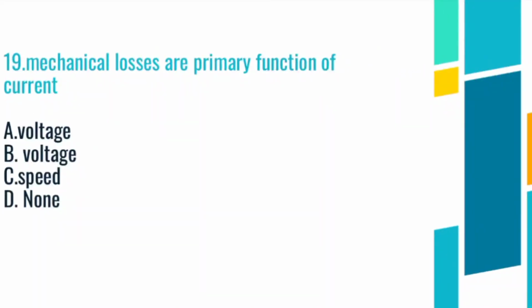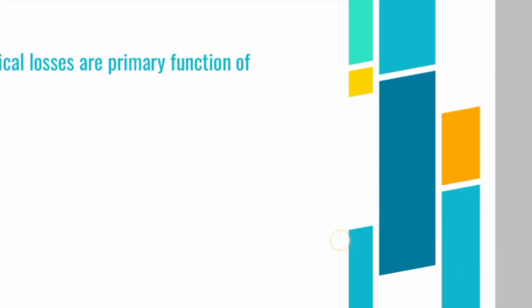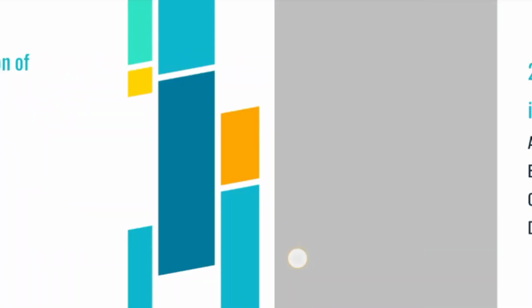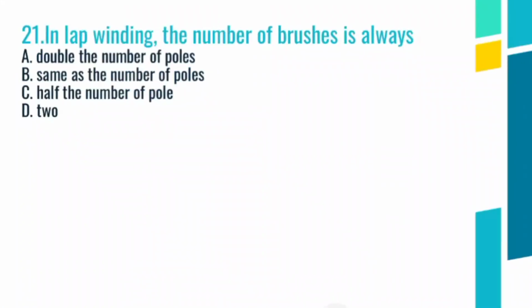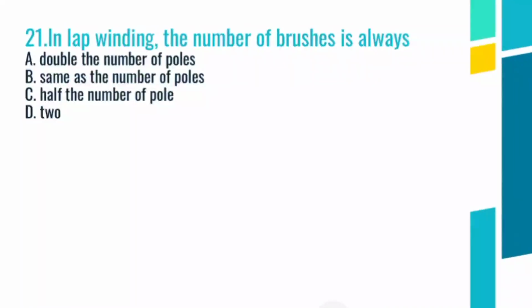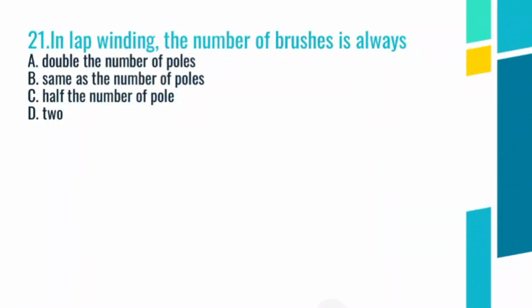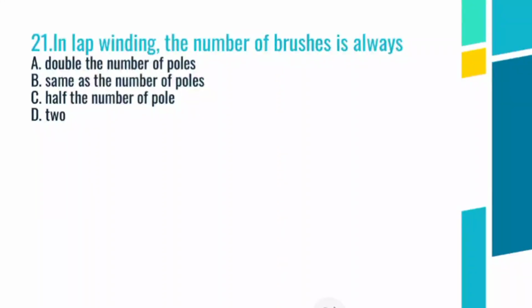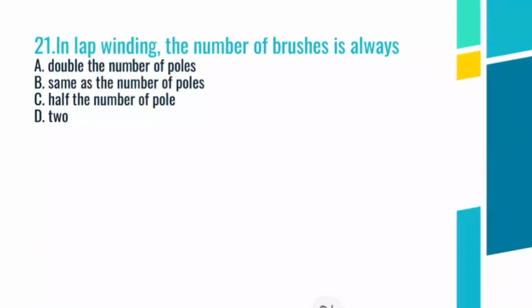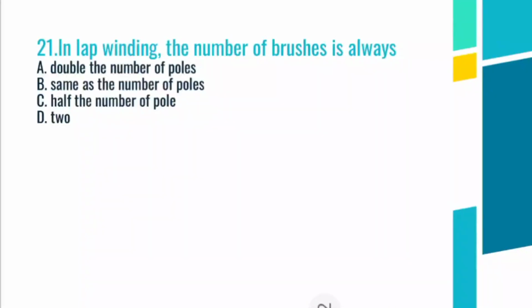Coming to next question. Mechanical losses are primary function of: A, voltage, B, current, C, speed, D, none. Speed is the answer. Mechanical losses are primary function of speed. In lap winding, the number of brushes is always double the number of poles, same as number of poles, half of the number of poles, D2. In lap winding, the number of brushes is always equal to number of poles.